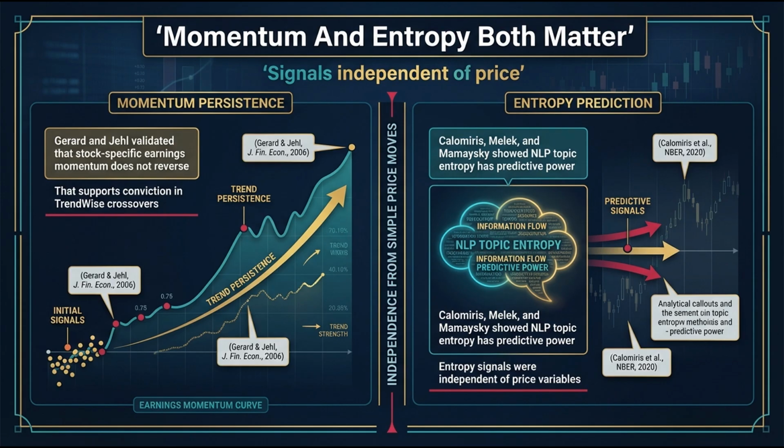This is a monumental validation of our Shannon entropy layer. It confirms that measuring the breadth of information processing, listening to the crowded room to see if they are chanting one word or having varied conversations, provides a predictive edge that simply looking at a price chart cannot offer.